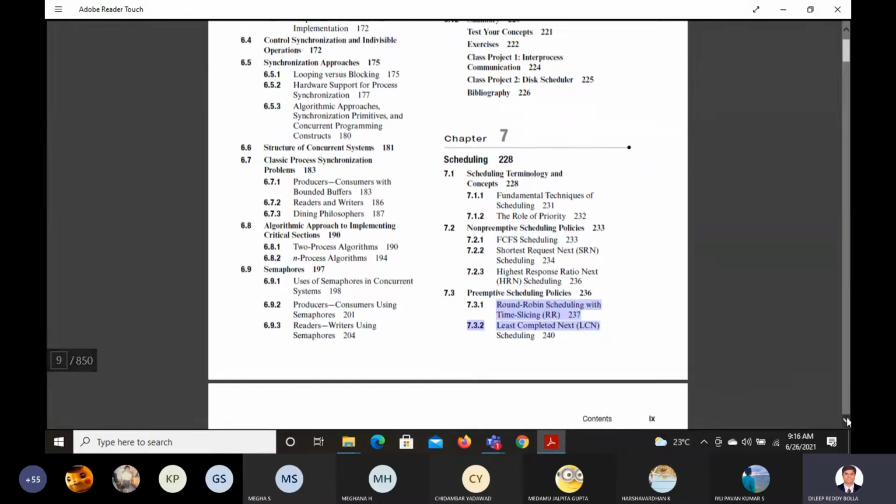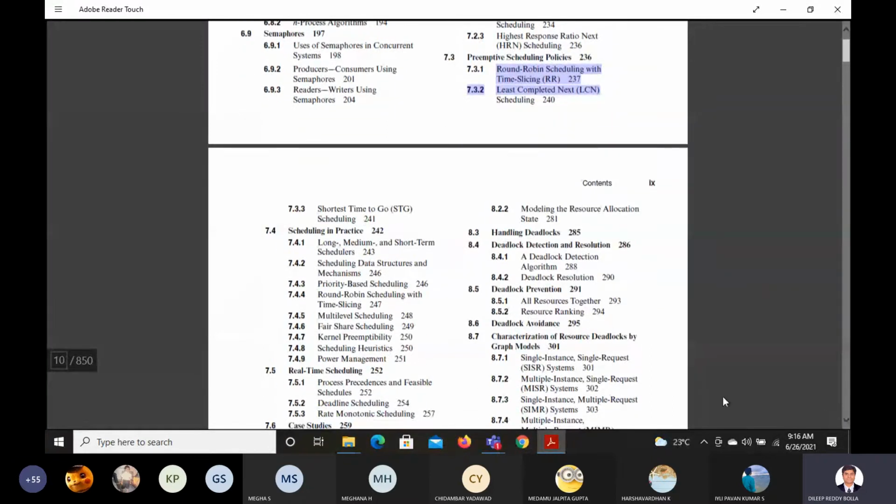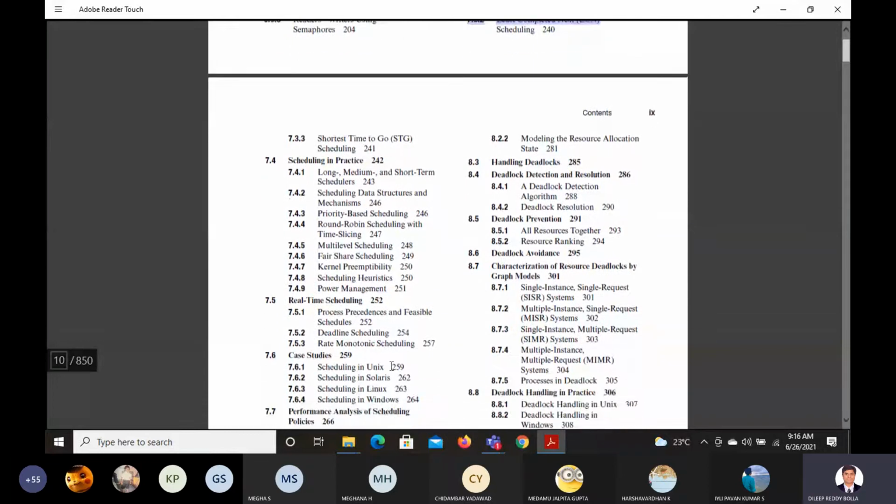After that, here, what is that? 7.6. You should go to 7.6.1. Here, scheduling in Unix and scheduling in Linux. These two are required. Okay, that's about second module.